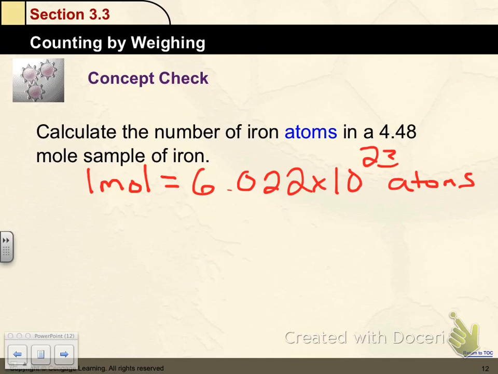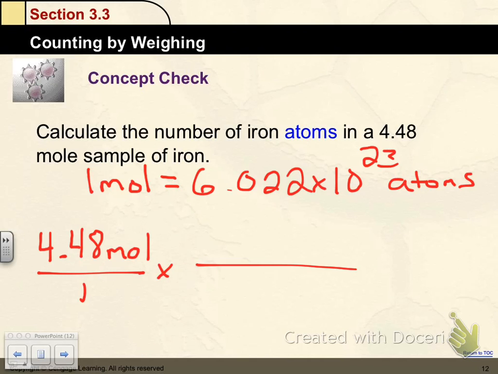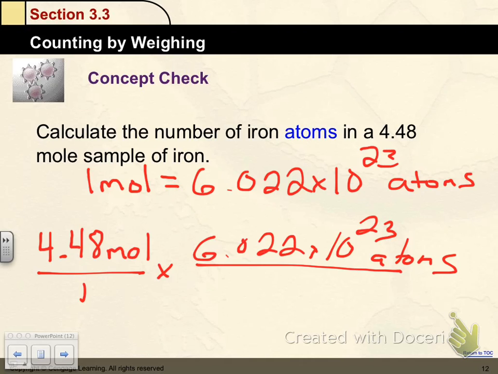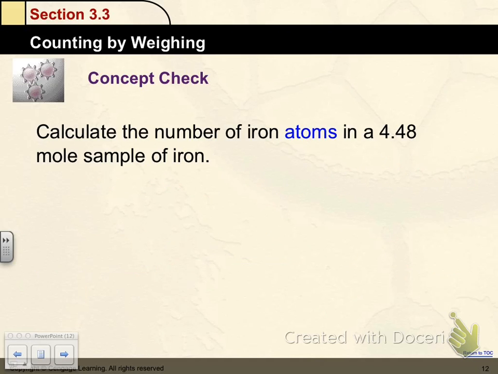So if we do this with unit analysis, we'll say that there's 4.48 moles. And we'll say that we have 6.022 times 10 to the 23rd atoms in 1 mole. Those are going to cancel out. And then our final answer will have the same amount of sig figs as the moles that were given to us. Okay, and let's take a look at what that answer should be. We should be coming up with 2.70 times 10 to the 24th iron atoms. So a large, large number.